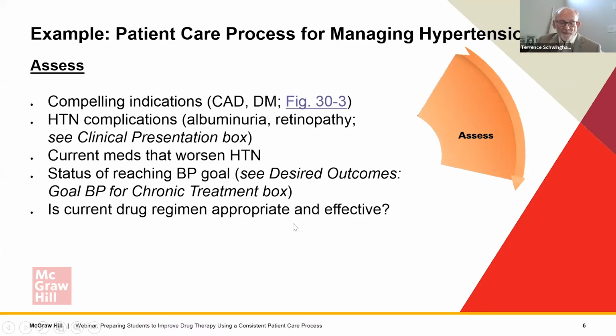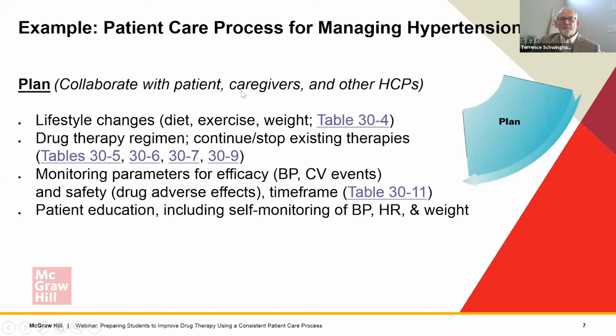In the plan step, and this is one step that in real life does require, as Stuart mentioned, collaboration with the patient, caregivers, and other healthcare professionals. Non-drug therapy is important, so for hypertension, lifestyle changes, diet, exercise, weight control if obese would be considered, drug therapy regimens, what should be continued, what should be stopped, what should be started.